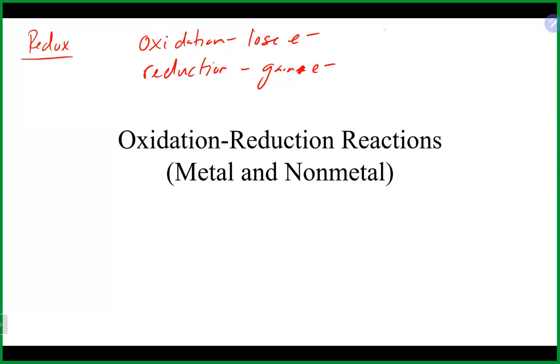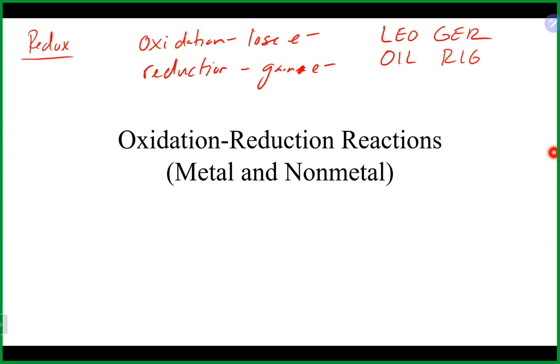Sometimes people remember this as Leo the lion goes grr. Loss of electrons, oxidation, gaining of electrons, reduction. Some people are fond of the oil rig. Oxidizing is losing, reducing is gaining. You could put Leo the lion on the oil rig. He goes grr. You don't have to choose. You could use them both.